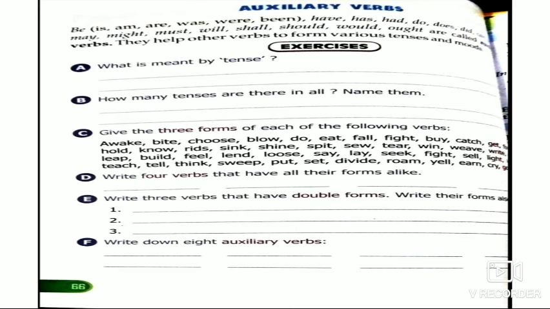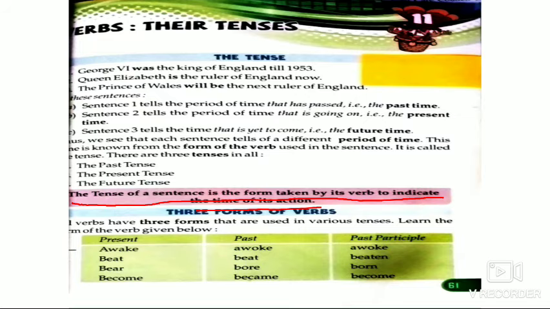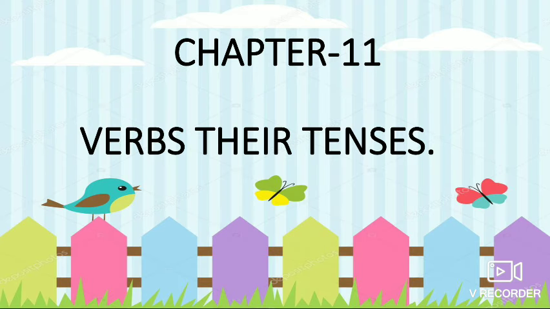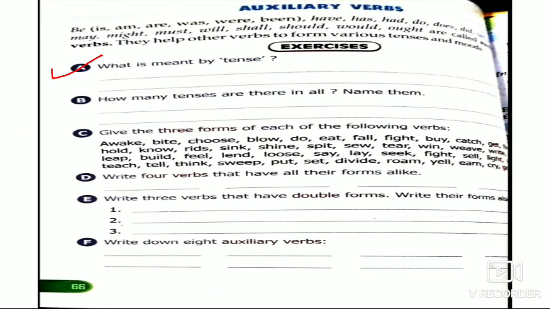Those are the things that you need to know. Let's go to the exercises. Exercise number A, what is meant by tense? It is on the first page within the pink box. You can write that as your answer: the tense of a sentence is the form taken by its verb to indicate the time of its action. You can write that one here.